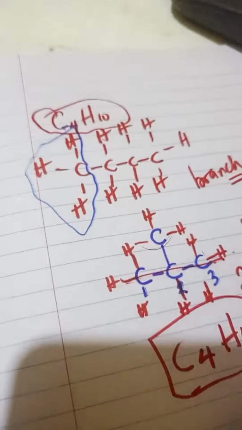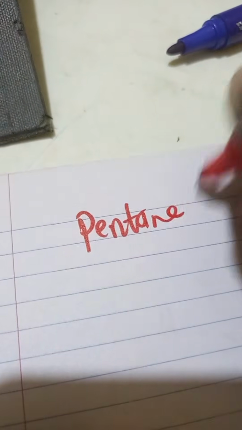Let's try another one. Let's try for pentane. Isomers of pentane. Let's see if we can get the answer. Tell me the formula of pentane first. Let's go. Formula of pentane. Let's get the isomers of pentane.